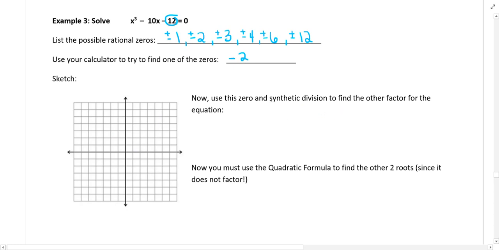All right, next thing I'm going to do is divide this out using synthetic division. So I'm going to go negative 2, and we've got a 1 for x cubed. We're missing an x squared, so 0. Then a negative 10x, and negative 12.